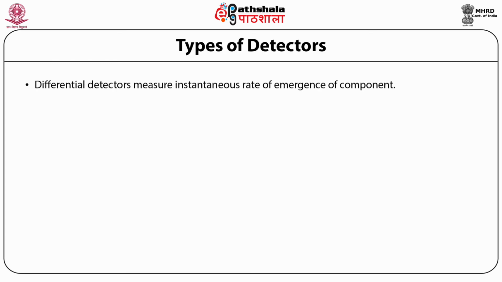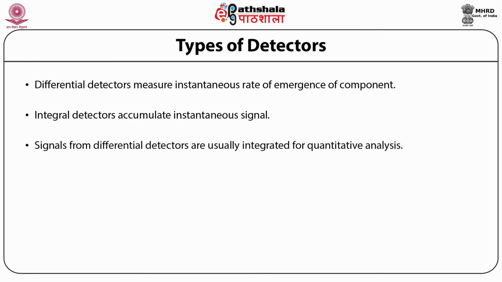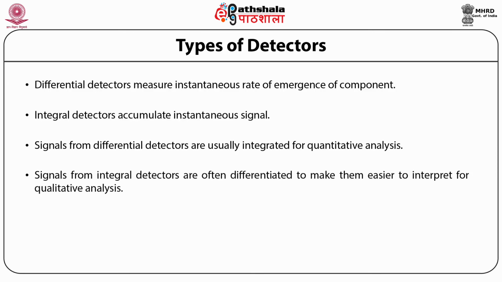Differential detectors measure instantaneous concentration or instantaneous rate of emergence of the component. Integral detectors accumulate the instantaneous signal and give the total amount which has been measured up to a given instant. Signals from differential detectors are usually integrated for quantitative analysis, and signals from integral detectors are often differentiated to make them easier to interpret for qualitative analysis. Either signal, as shown in the following figure, can be derived from the other.